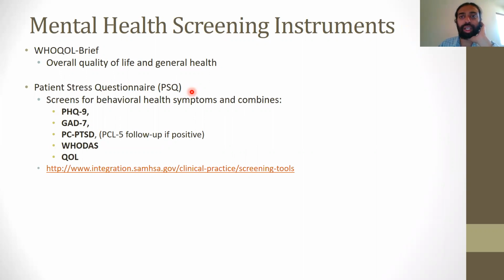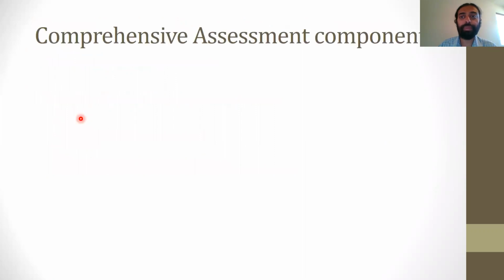And then there are mental health screening instruments, including the WHO Quality of Life brief, which gives you an idea of overall general health, PHQ-9 for depression, GAD-7 for anxiety disorders, PC-PTSD for post-traumatic stress disorder, as well as WHODAS and QOL quality of life. And again, all of these are public domain available through SAMHSA, depending upon what the need might be. I know in primary care, right, although beyond the scope of this talk, PHQ and GAD-7 are widely used for depression and anxiety screening in particular, right?